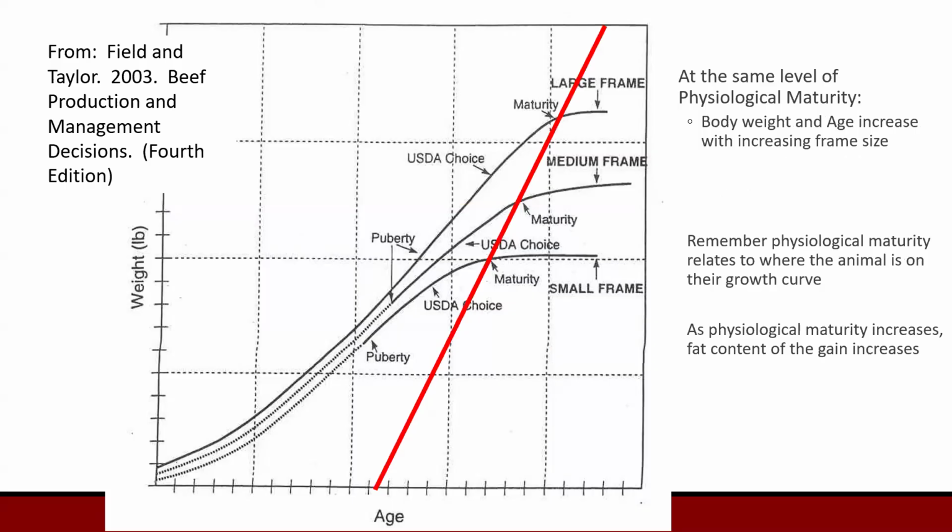If we put a line where it falls for maturity for a small, medium, and large frame, you can see that weight and age increase. So a large frame steer at maturity will be heavier and older than a medium frame steer at maturity, which will be bigger than a small frame steer at maturity. Does this all make sense? Does it help to visualize this?